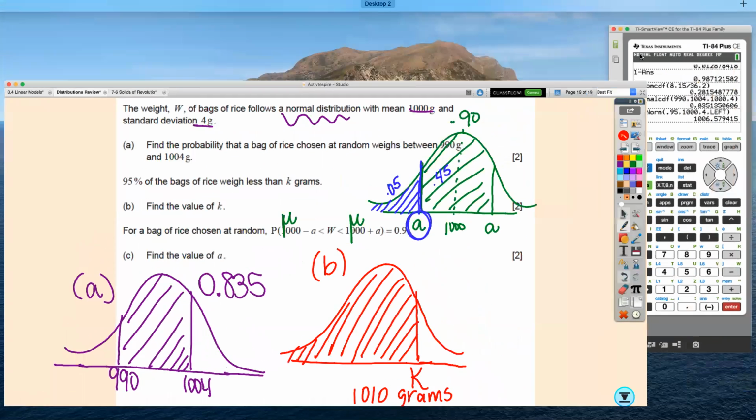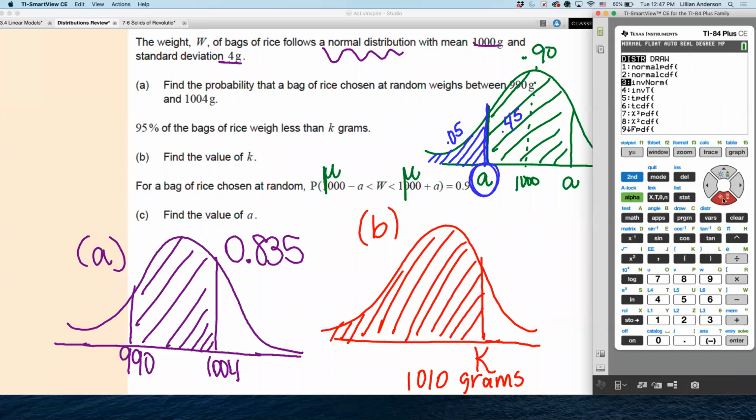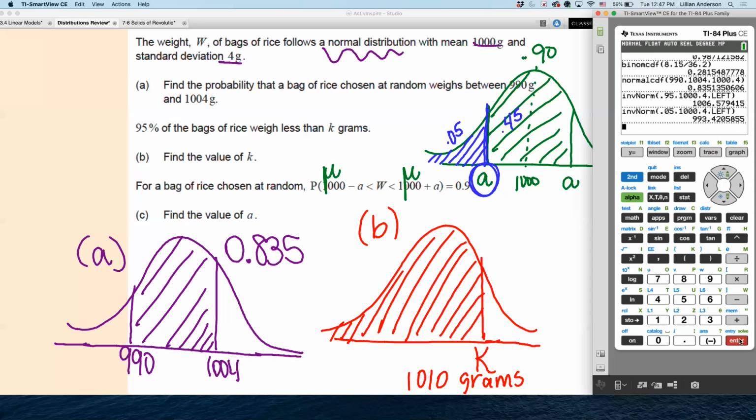So when I go into inverse norm to calculate my answer, my area I'm going to use is 0.05. My mean is still 1,000. My standard deviation is still 4. Unfortunately, I have to deal with this tail situation, but I chose that area to the left. So that way, if I didn't have this feature, I wouldn't have to worry about doing anything extra. I go to paste, and that represents my X value. And not necessarily A, but my X value, okay?